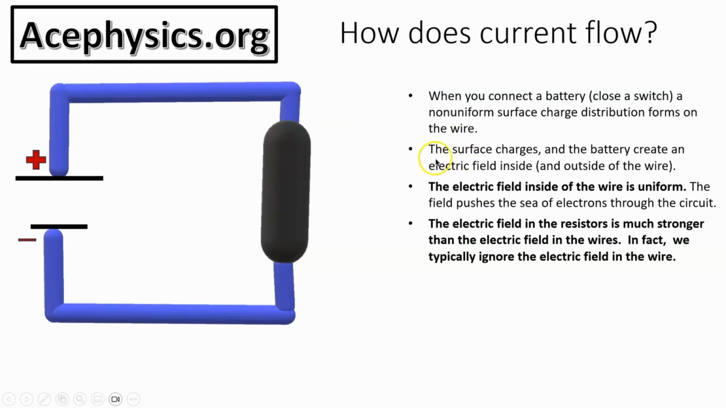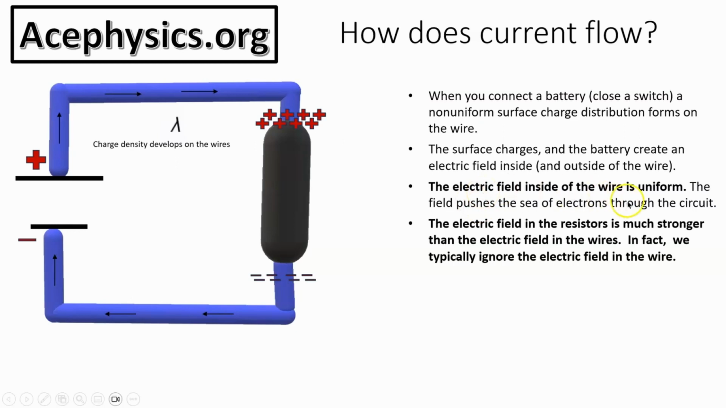When the battery is attached, surface charges and the battery create an electric field inside of the wire. So the first thing that will happen when you connect a battery is a surface charge forms. There's going to be a charge that forms all over this wire, and then there's going to be a conglomeration of positive charges on the top of the resistor and negative charges on the bottom of the resistor. What this results in is a uniform electric field inside the wire as well as inside the resistor, and this electric field pushes current through your circuit.